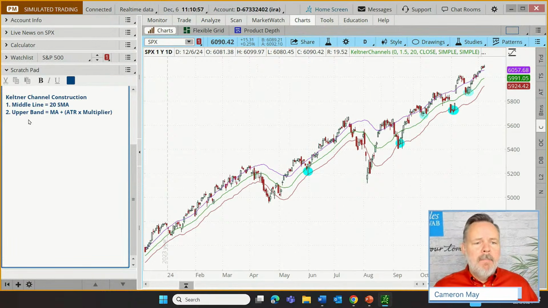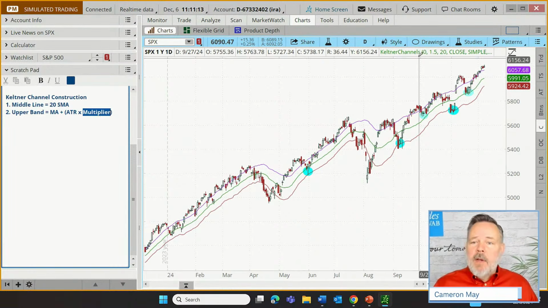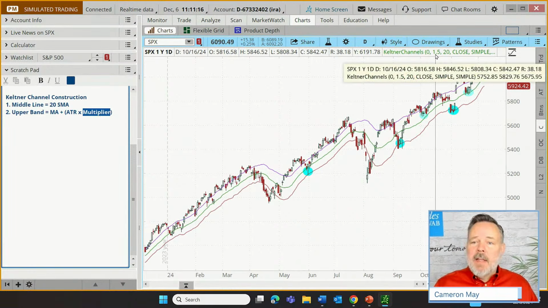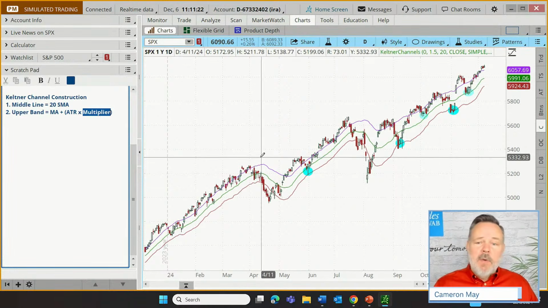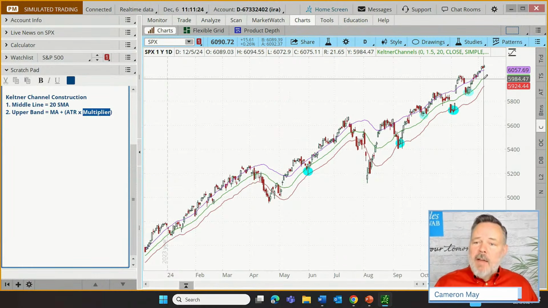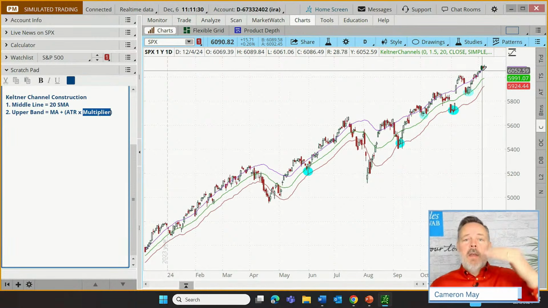So what this indicator does, how the Keltner channel builds that in, is it takes that average range and then multiplies it by what's called a multiplier. So what do you think that multiplier is as we look back up here at the characteristics of our indicator? 1.5. Yeah. So what this does is it takes that simple moving average and then it draws another line above that simple moving average that is 1.5 times the ATR above the moving average.